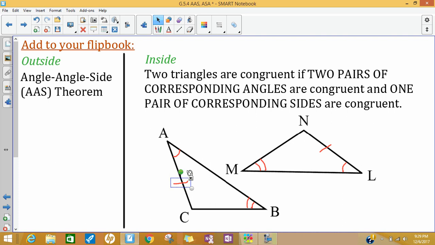I could also have side CB and side MN congruent to each other, and it would still be angle-angle-side. Now, I'm not saying AB and ML are not congruent, but that is a special type of congruence theorem, which we'll talk about next. So for the angle-angle-side theorem, for this example, we could have the original sides AC and LN, or BC and MN congruent to have angle-angle-side.